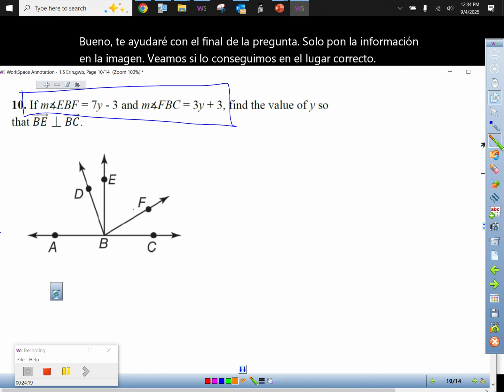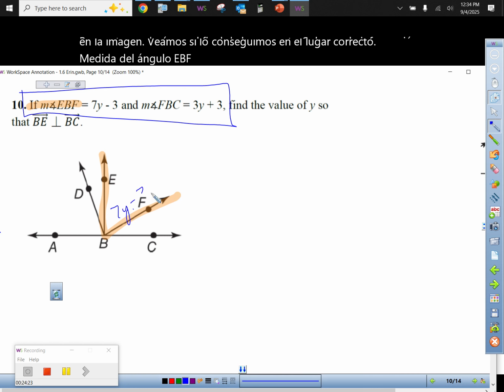Measure of angle EBF, that's right here. 7y minus 3. Measure of angle FBC. Did you get that in the right place? Are we cool with that?